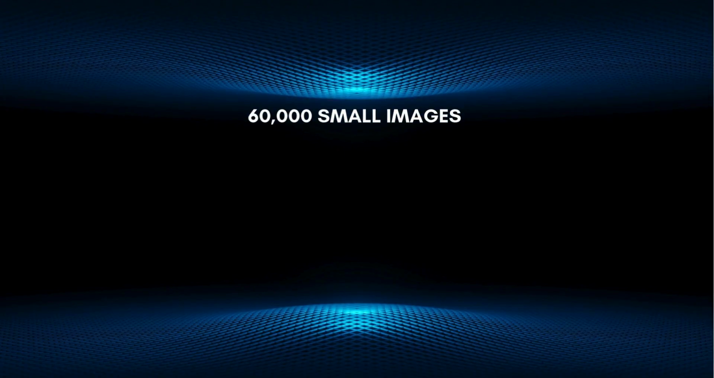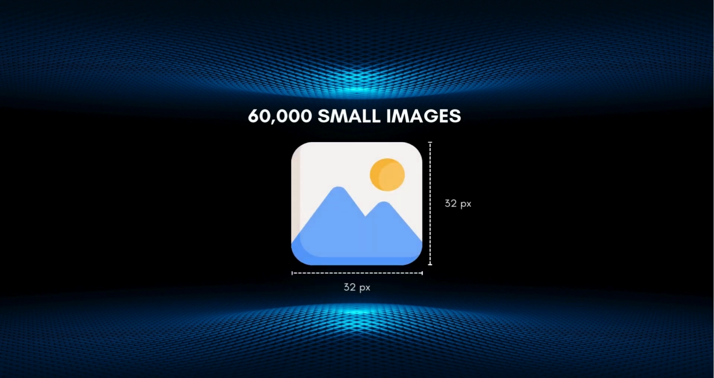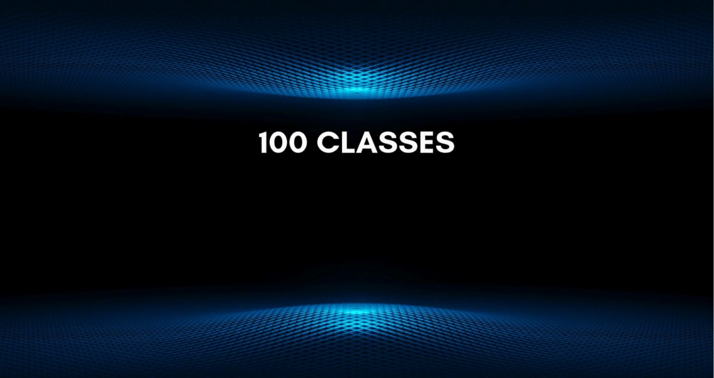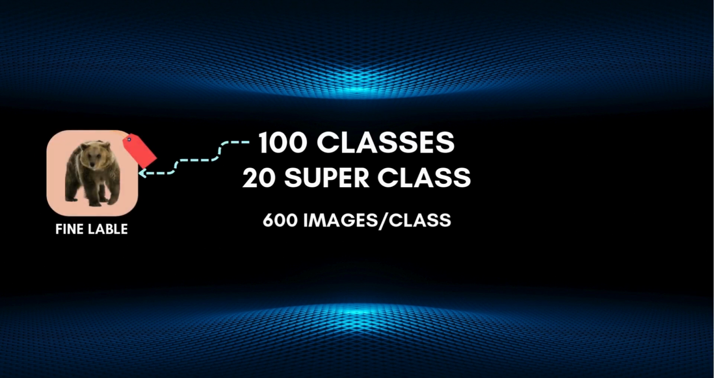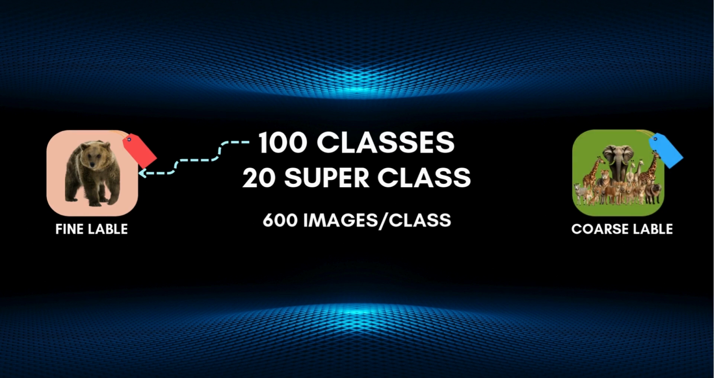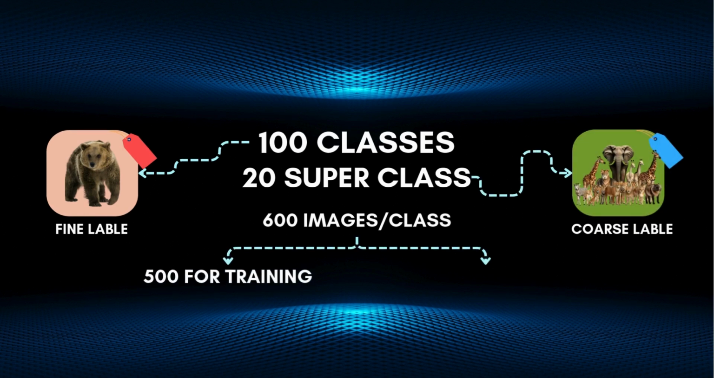It is a subset of the Tiny Images dataset and consists of 60,000 32 by 32 pixel color images. The 100 classes in CIFAR-100 are grouped into 20 superclasses. There are 600 images per class. Each image comes with a fine label, the class to which it belongs, and a coarse label, the superclass to which it belongs. There are 500 training images and 100 testing images per class.